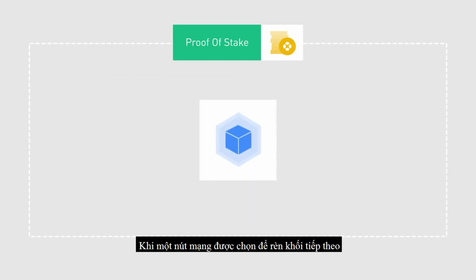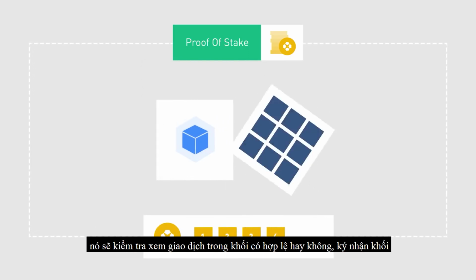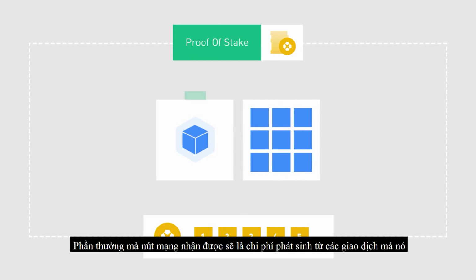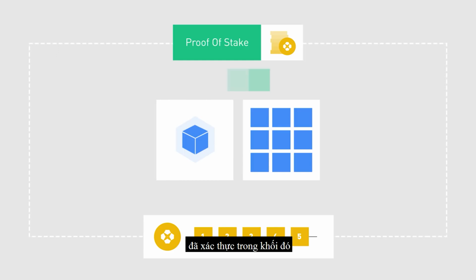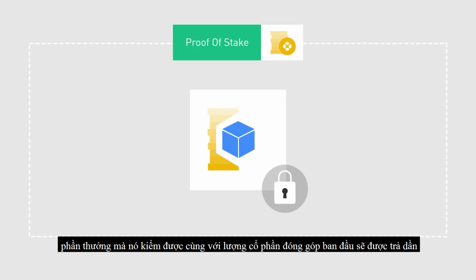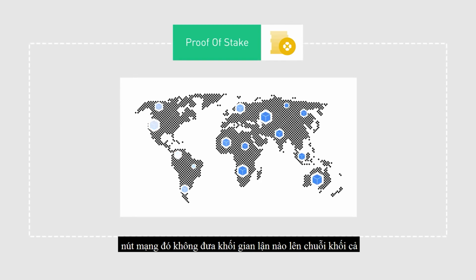When a node gets chosen to forge the next block, it will check if the transactions in the block are valid, sign the block, and add it to the blockchain. As a reward, the node receives the transaction fees that are associated with the transactions in the block. If a node wants to stop being a forger, its stake along with the earned rewards will be released after a certain period of time, giving the network time to verify that there are no fraudulent blocks added to the blockchain by the node.